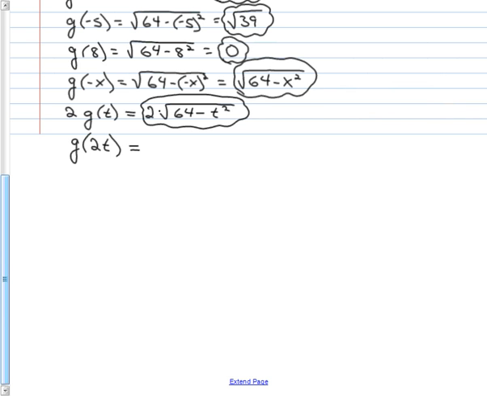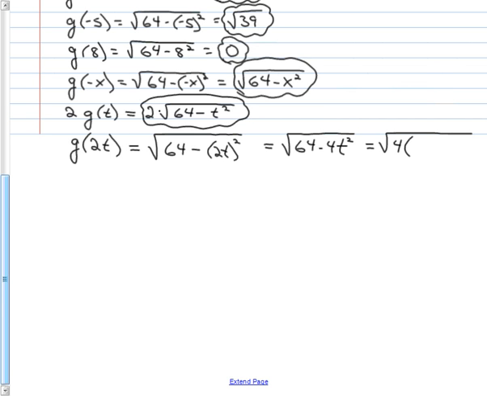Now this one, we're substituting a 2t into the equation. Square root of 64 minus 2t is being squared. I can do a little bit with this. What can I do? Square the 2t, which gives us what? 4t squared. Square root of 64 minus 4t squared. Now, is there anything common I can factor out of those two terms? I could factor out a 4. Square root of 4 times, how many times is 4 going to 64? 16 minus t squared.